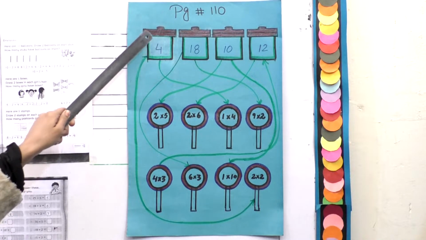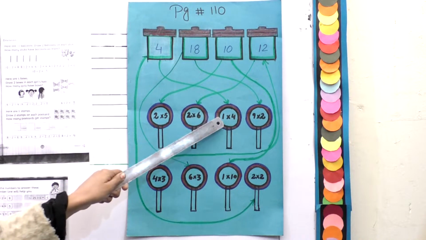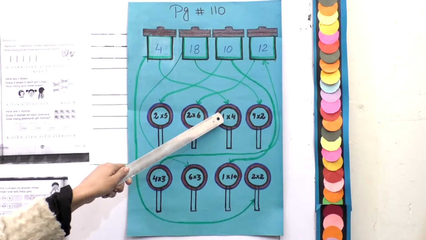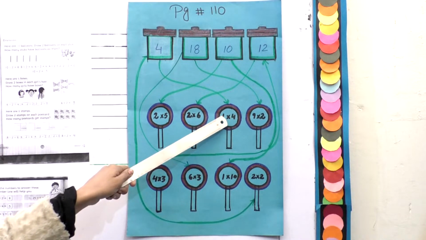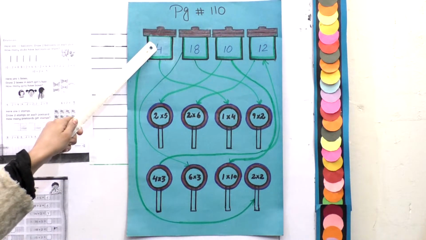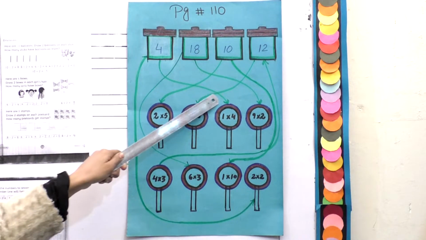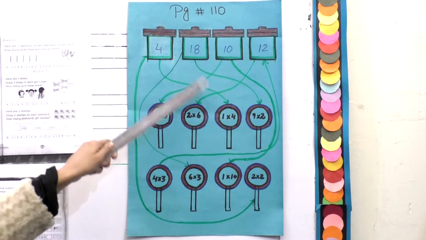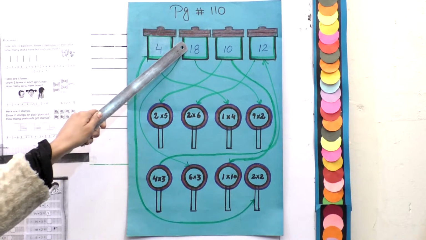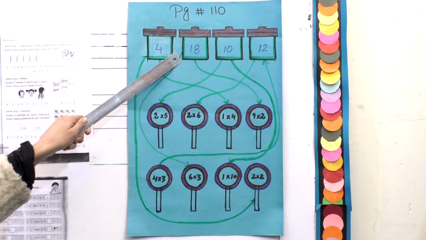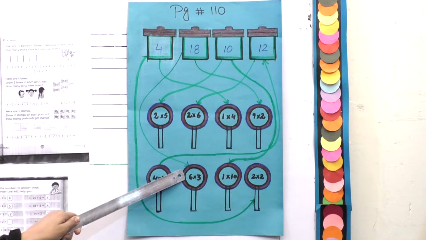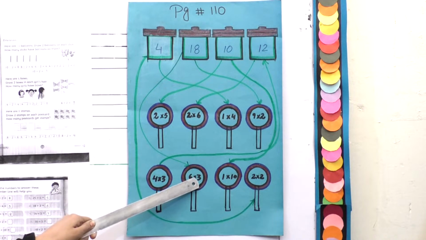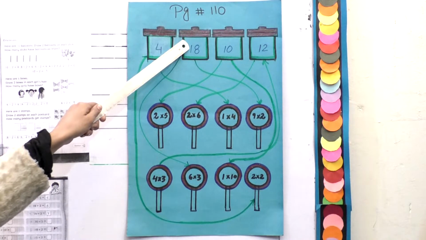We see 4. And here we have a fish which shows 1 multiplied by 4. This means that when we multiply 1 by 4, we get the answer 4. So we will match 4 with this fish. Again, here we have 18. Now we can see which two numbers multiply to get 18. Here we have a fish which shows 6 multiplied by 3. So 6 multiplied by 3 will become 18.